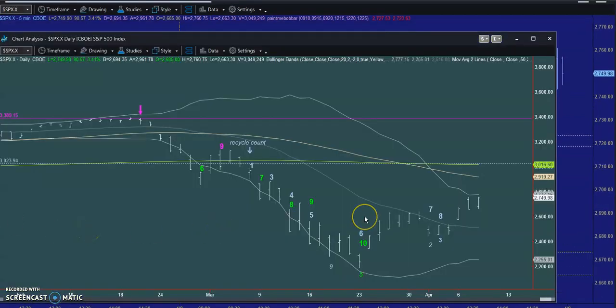Well, here's a daily chart. We're making what we call a wave 4. This doesn't really show it ending, but we are running into resistance from the upper Bollinger Band. It's a place you want to look for possible tops.